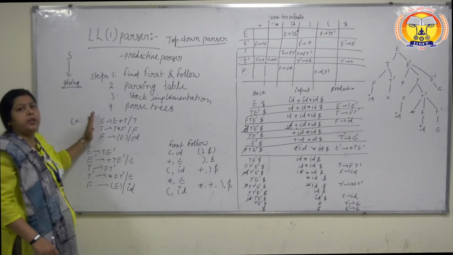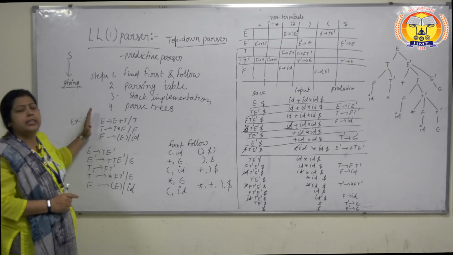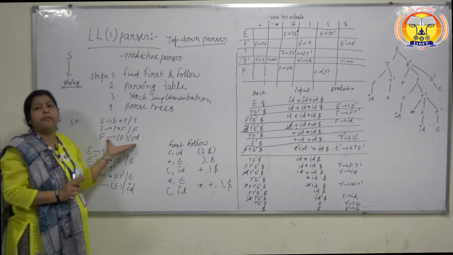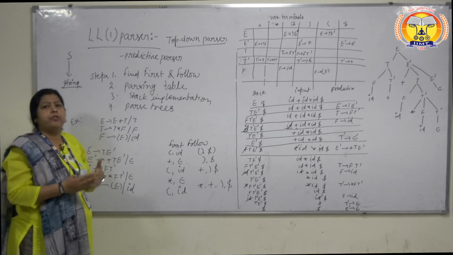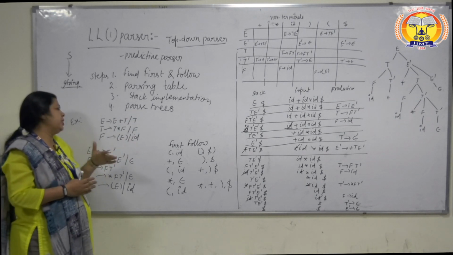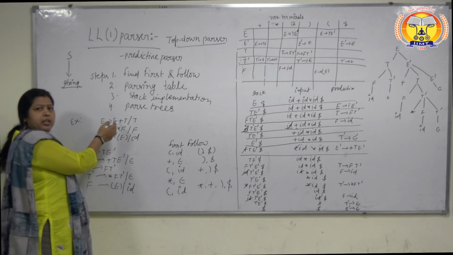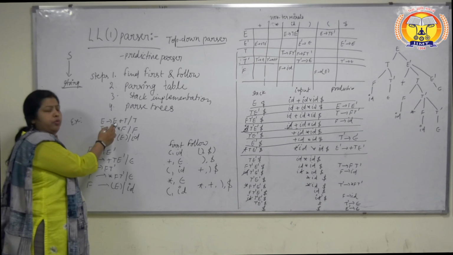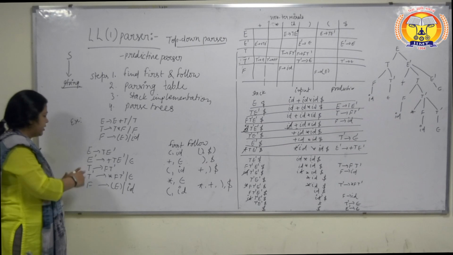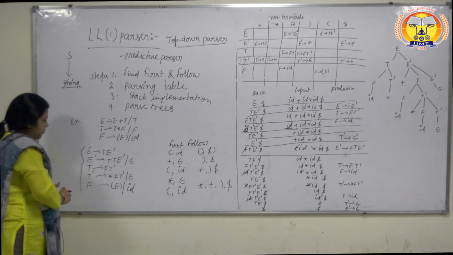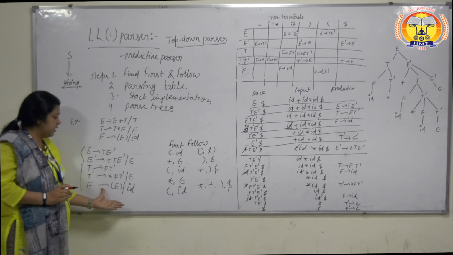In this problem, for any question given, first you have to check that there should be no left recursion, so you have to remove the left recursion. Now what is left recursion? As you know, left recursion means a non-terminal symbol deriving itself on the left. So we have to remove it. After removing the left recursion, we get this grammar. Now we will solve the question with this grammar.